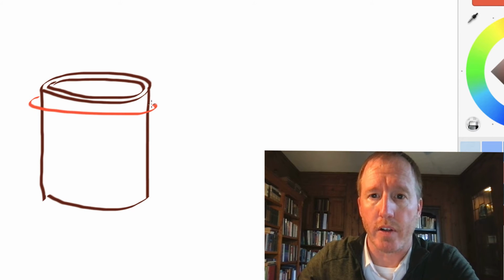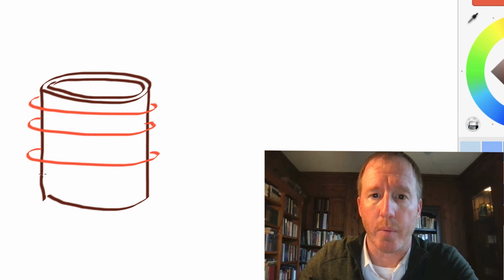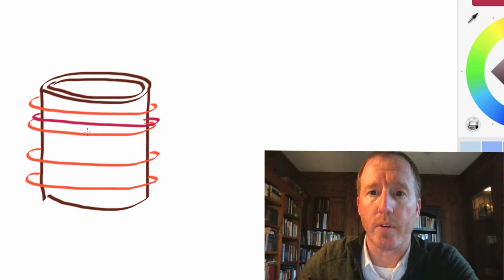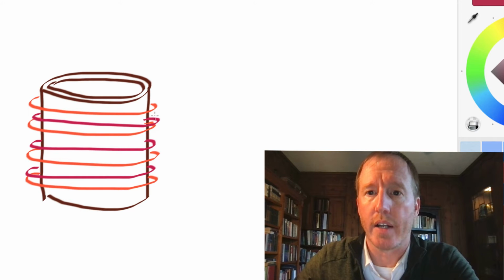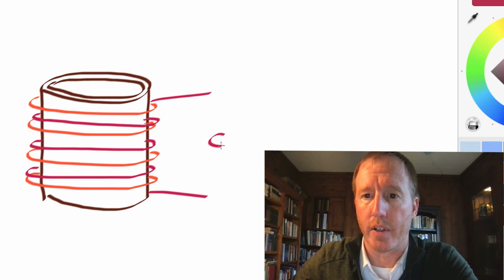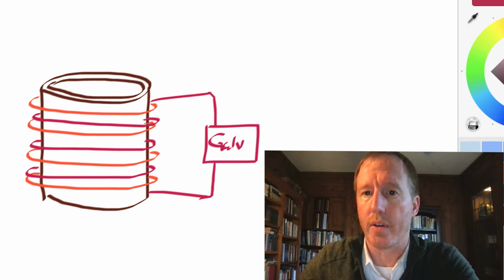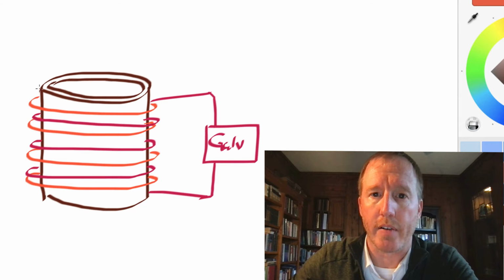So I'm going to draw a couple of coils wrapped around here. And again, one shouldn't take the number of coils that I'm drawing as indicative of the number of coils that he was using. So I'm drawing the primary and the secondary coils wrapped around here. And as before, one of them is hooked up to the galvanometer, so one can detect a current, and the other one is hooked up to a battery. So let's do that here.